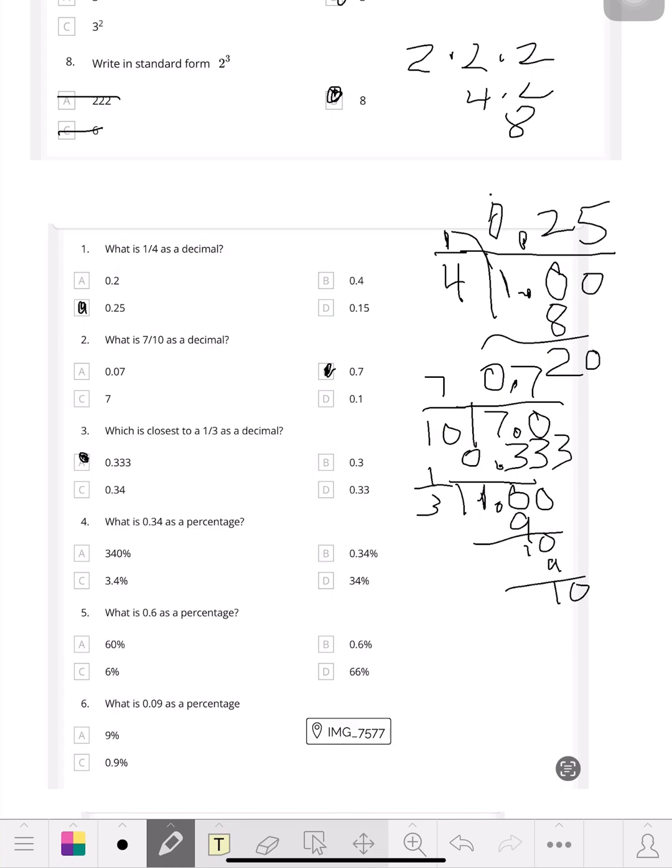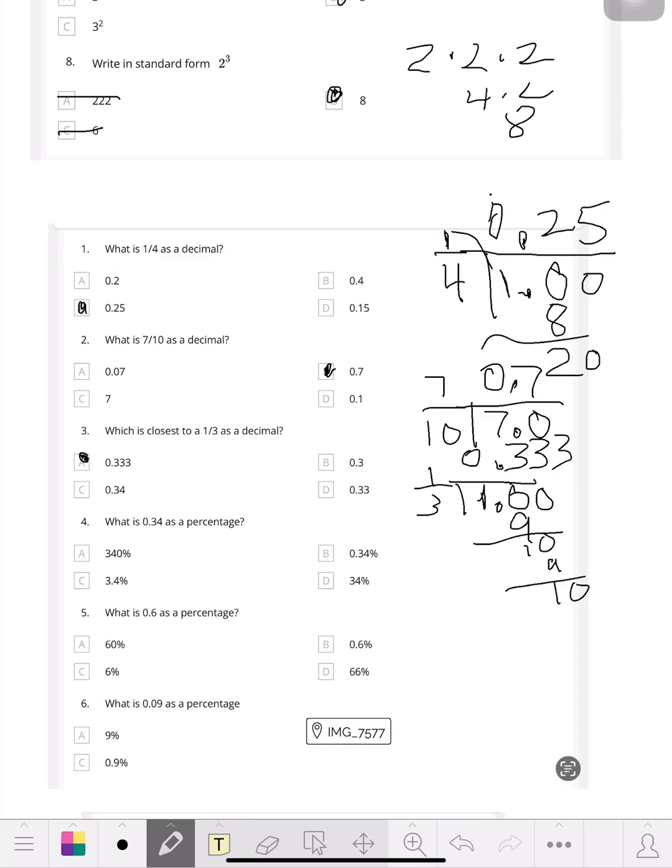You could pick D, because it's saying what is closest to 1/3 as a decimal. It depends on what they deem as a decimal. How many places is this decimal carried? If it's only carried 2 places, it's going to be D. If it's carried 3 places, it's going to be A. But the closest one is going to be 3, 3, 3, 3, 3, and that just continues. I don't know why they gave you both of them. It doesn't make sense to me.